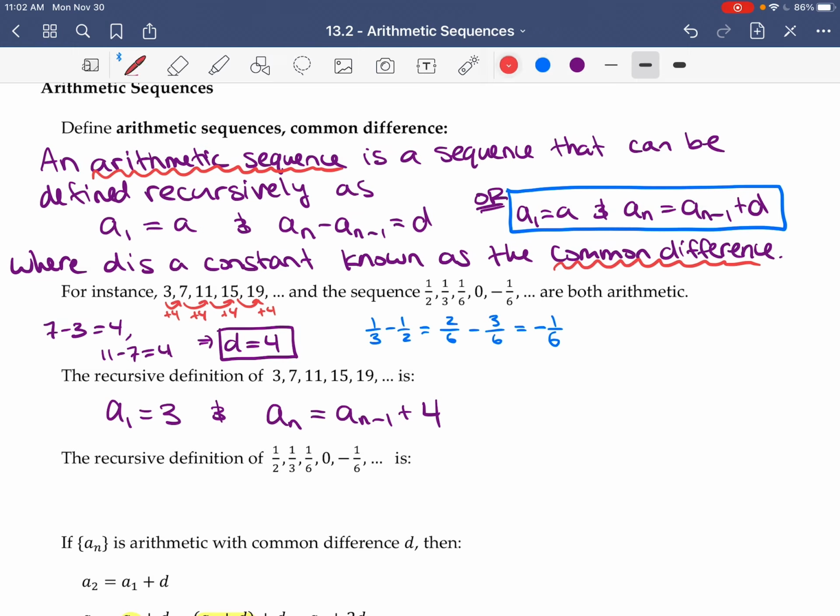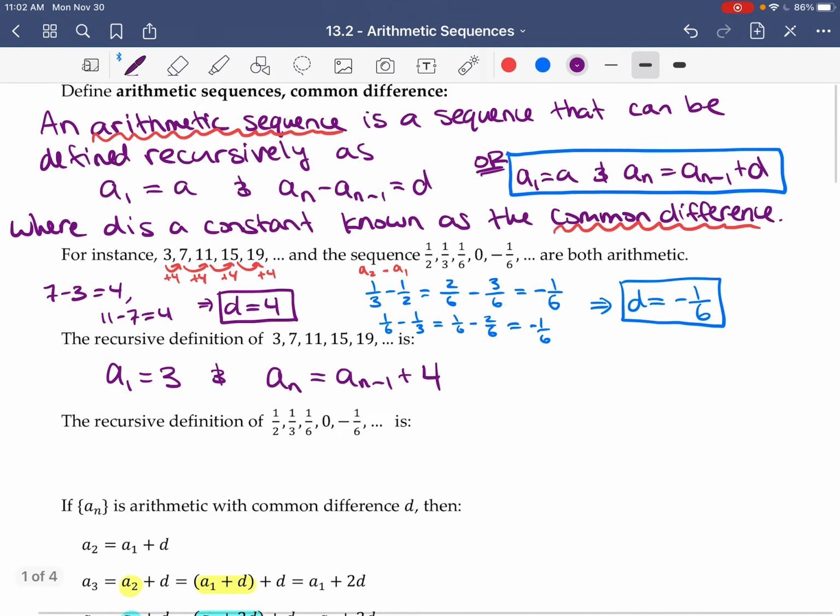So this is a_2 minus a_1. We could also just make sure: if we do a_3 minus a_2, 1/6 minus 1/3 is going to be 1/6 minus 2/6, which is again -1/6. And then after that it's more obvious. If I have 1/6 and I subtract 1/6, I get 0. If I subtract 1/6, I'm going to get -1/6. So that makes more sense. So here the common difference is -1/6 because I want to subtract those.